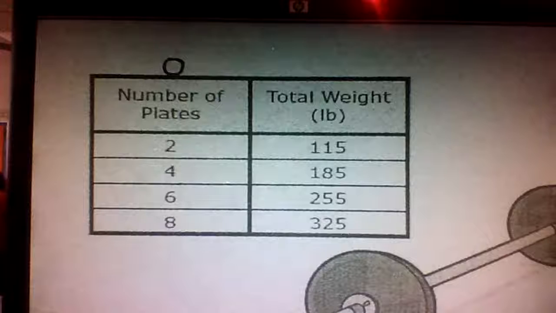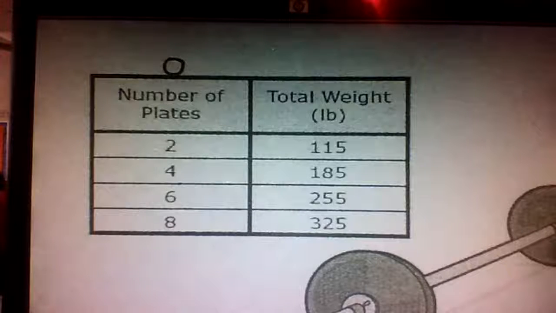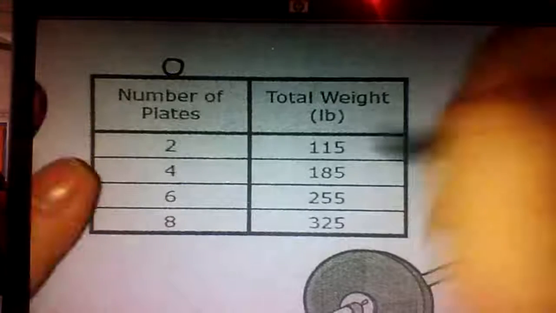It's not going to be 0 this time. Well, first we gotta figure out your slope first. When you're given a table where you don't have your y-intercept, I would figure out your slope first. So what's my change in y?